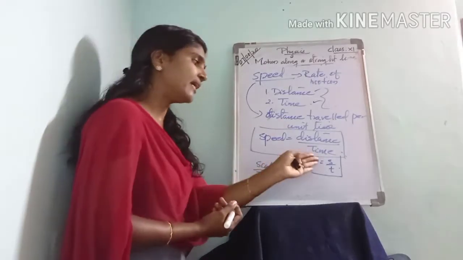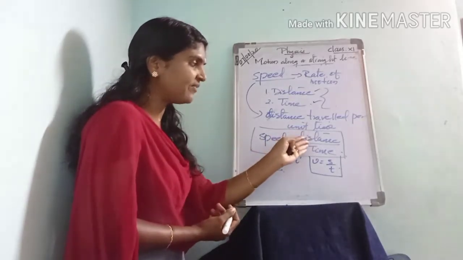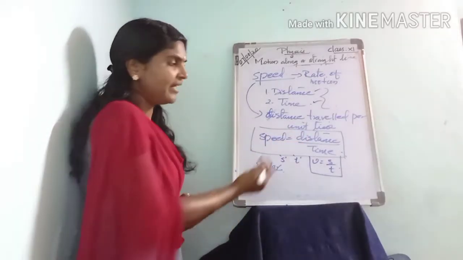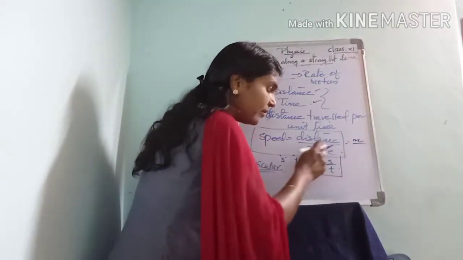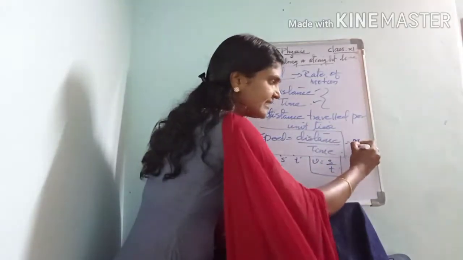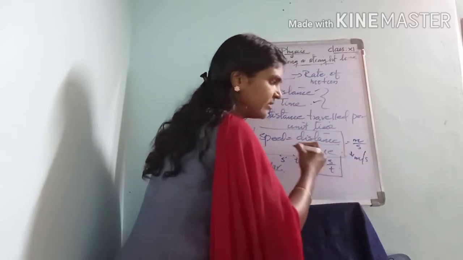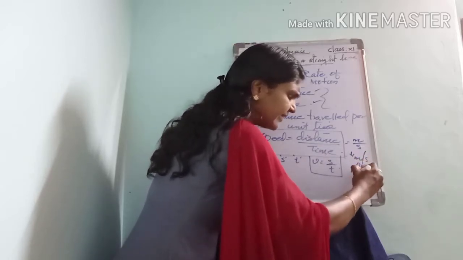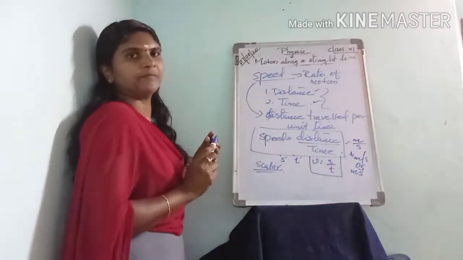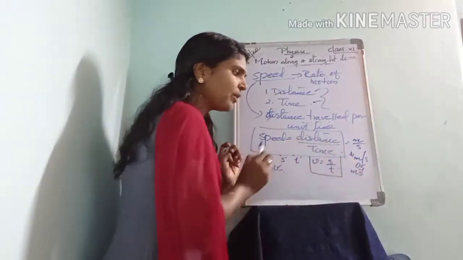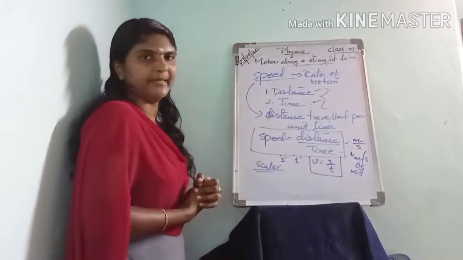Then can you say the unit of speed? Using this equation we can easily find out the unit of speed. You know the unit of distance, it is meter. And the unit of time is second. This can be written as meter per second or meter second raised to minus 1. This is the unit of speed.